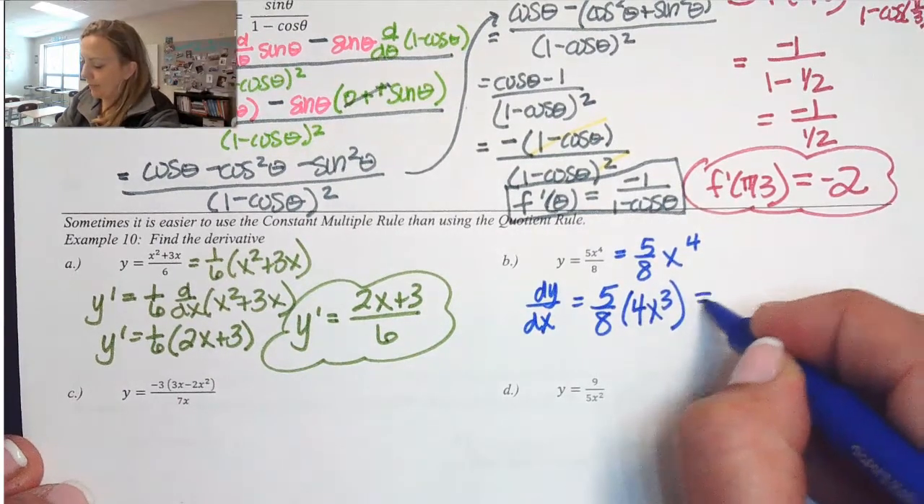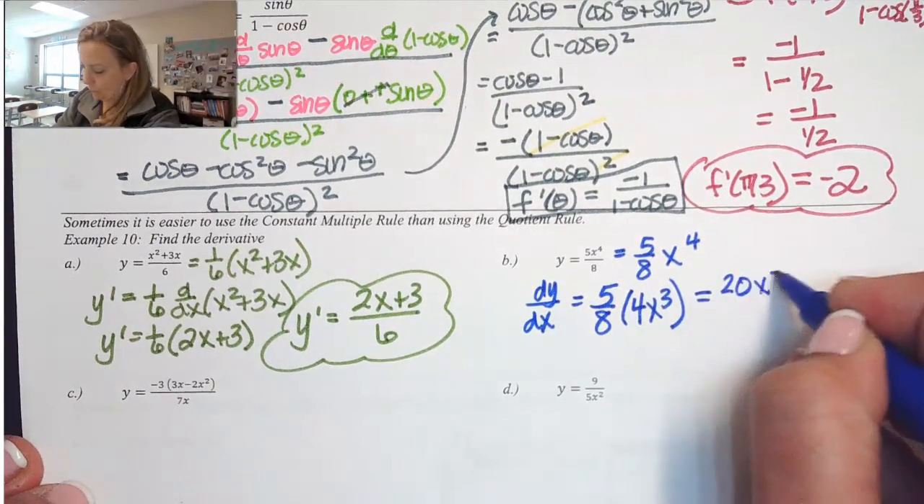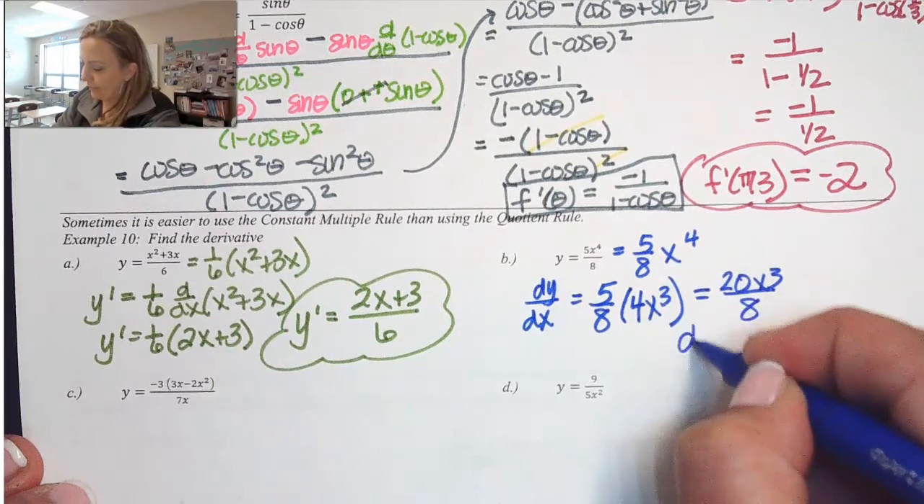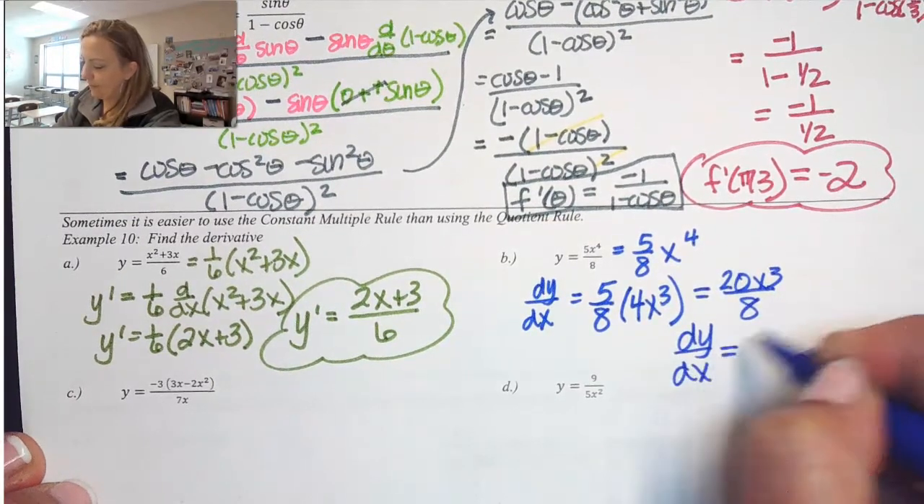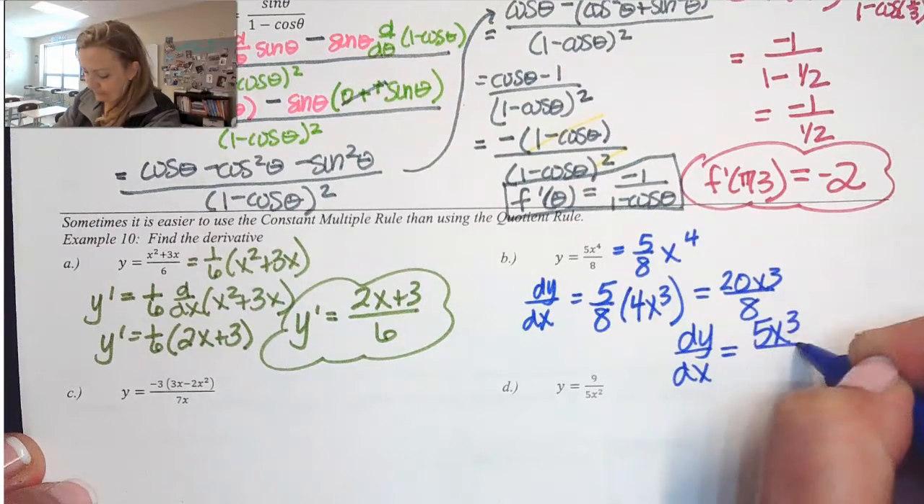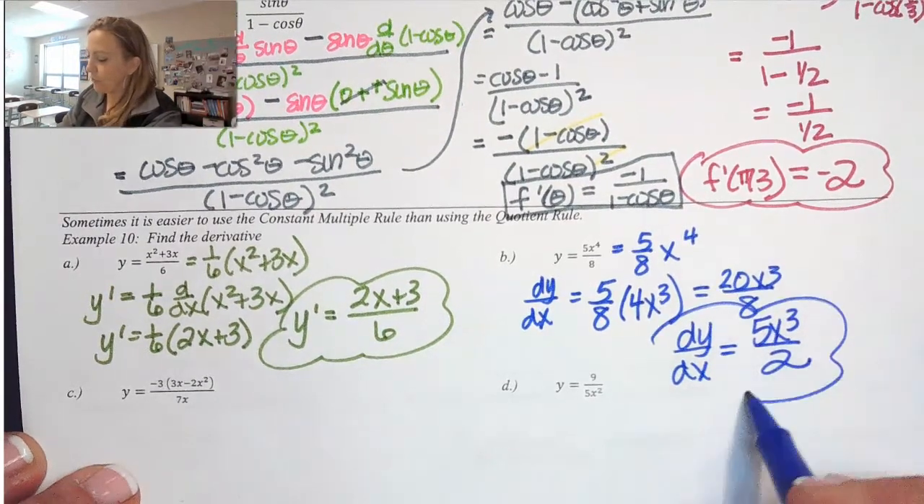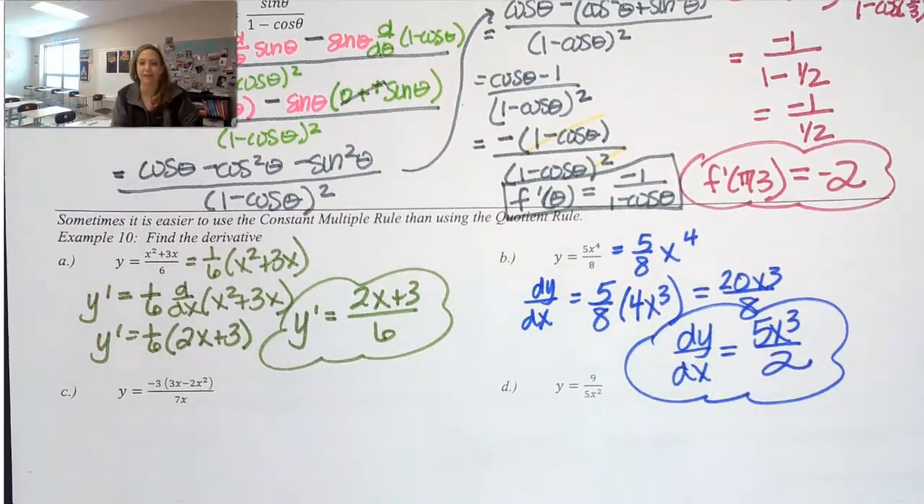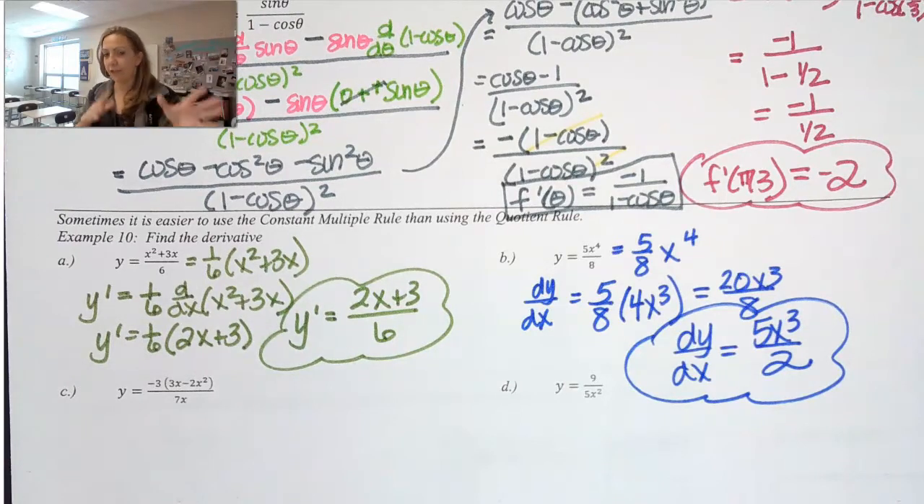So that ends up being 20x cubed over 8. If we reduce that, we can divide by 4, which gives me 5x cubed over 2, or you could write it as 5/2 x cubed. Those are equivalent. Make sure that you know how to manipulate. Your answer might not match exactly, but if it's equivalent and a decent-looking simplified form, you're fine.